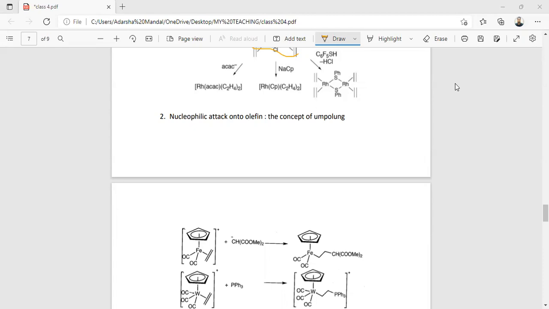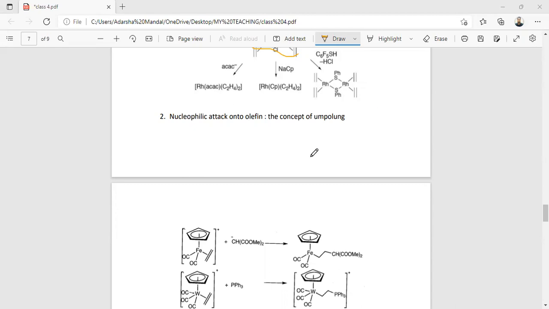So that means upon the donation of the electron density to the metal, the carbon atom of the metal alkene complex is electron deficient, so that will be prone to nucleophilic attack. So the effect of the binding plays an important role in deciding the reactivity of the alkene, and the inversion of the chemical character of the alkene is called umpolung.